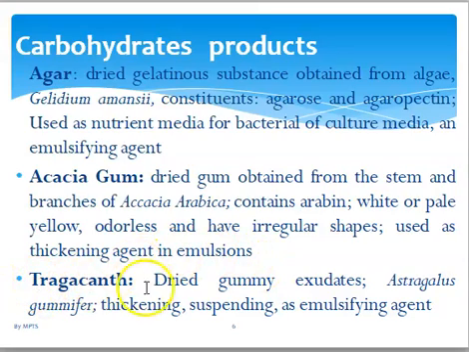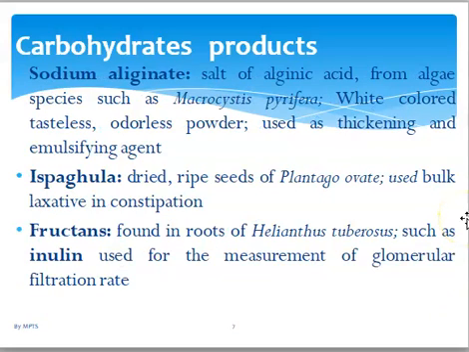Tragacanth: dried gum exudate from Astragalus gummifer, used as a thickening agent, suspending agent, and emulsifying agent. So all these are the uses, because that's what we're mostly interested in. Carbohydrate, other products have sodium alginate. Of course, this one is also a thickening agent.